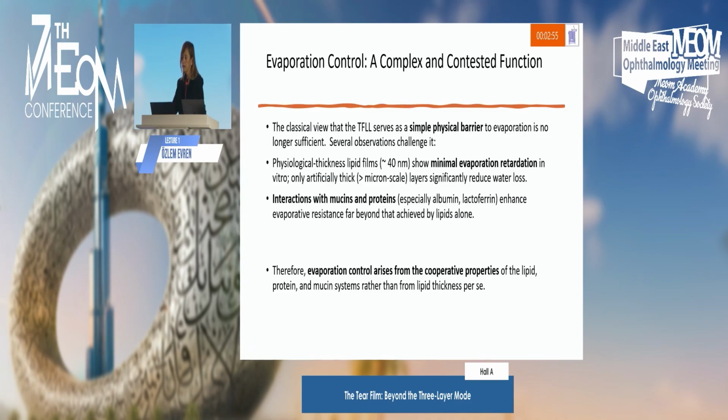So the classical view says that if we have a thick lipid layer, we can protect from evaporation. But the studies show that you need to put in a high amount of lipids to protect from evaporation. But a small amount of phospholipids, which are bound to the lipocalins, helps to prevent the evaporation and keep a stable lipid layer. So it also comes to how much we need to put in the lipid-containing artificial drops, replacing those phospholipids.